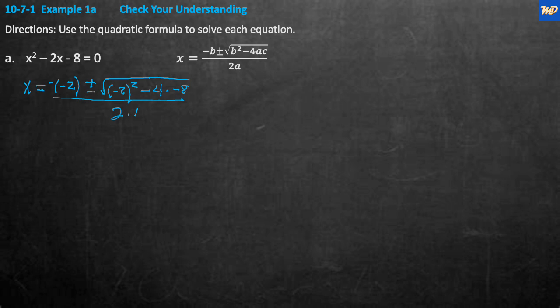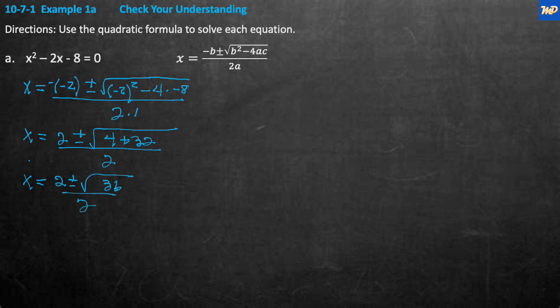So now we can move to the next step. The next step is x equals, this is 2 plus or minus the square root of 4 minus and minus, it's plus 32. Okay, so now we have over 2. And we're going to add these up pretty soon, but on the next go around, x equals 2 plus and minus the square root of 36 divided by 2.